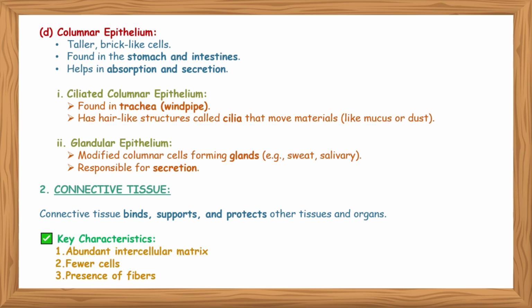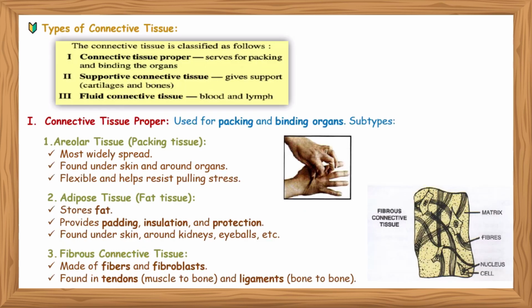Connective tissue binds, supports and protects other tissues and organs. Its main characteristics include an abundant intercellular matrix, fewer cells and the presence of fibers.